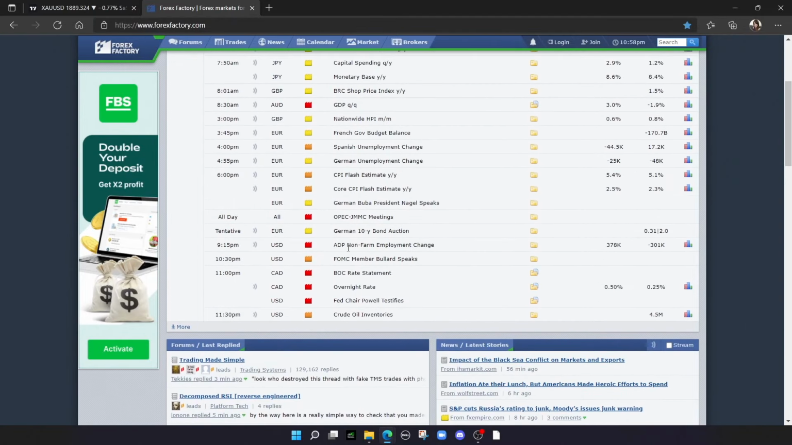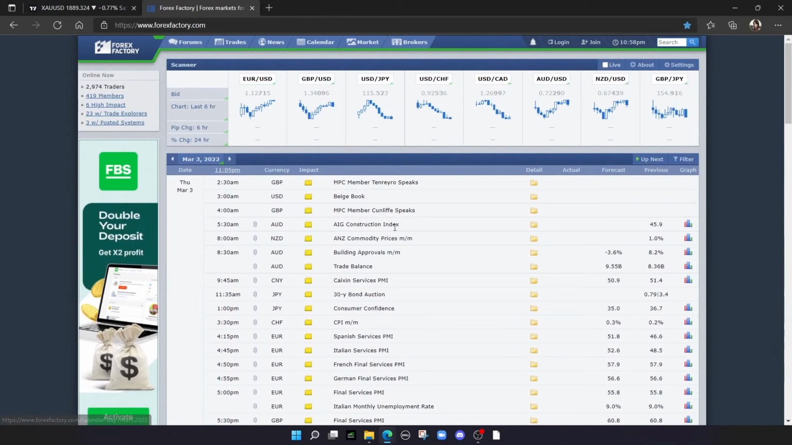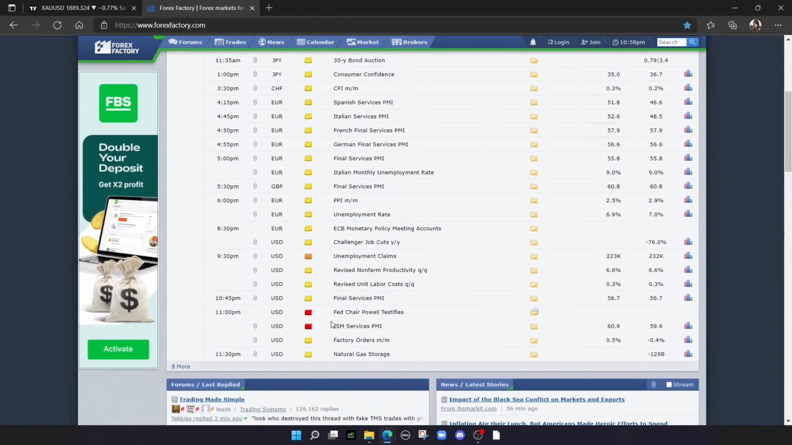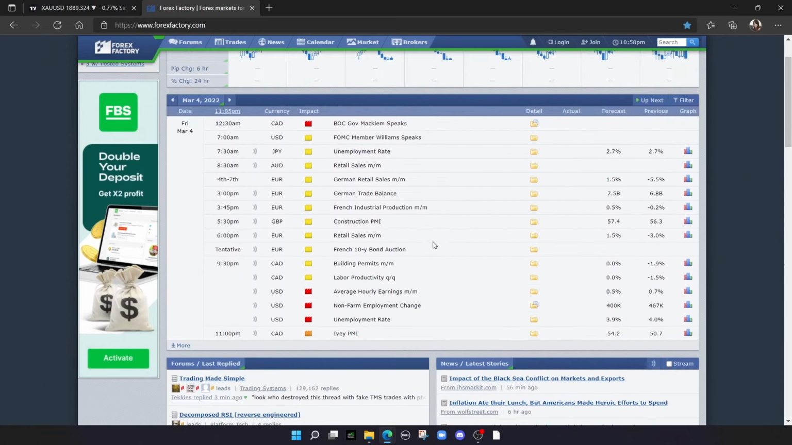And Wednesday is ADP non-farm employment change. FOMC members will be speaking, and then the rate. This is Canadian, and then Fed Chair Powell will be speaking. Thursday, we have unemployment claims again, and then the Fed Chair will be speaking, testifying, and ISM Services PMI. Friday, average hourly earnings, non-farm employment change, unemployment rate.